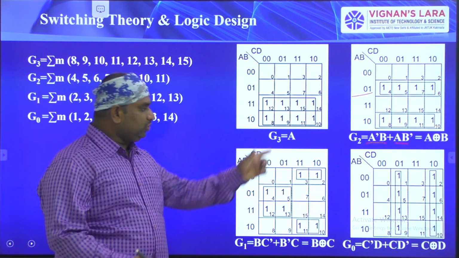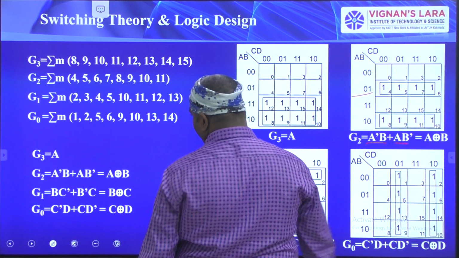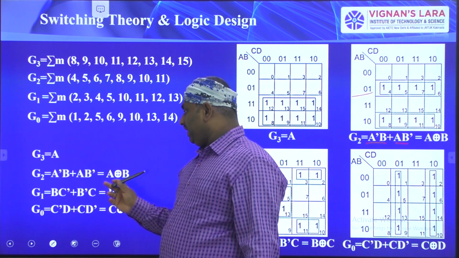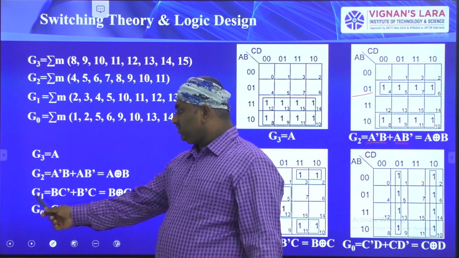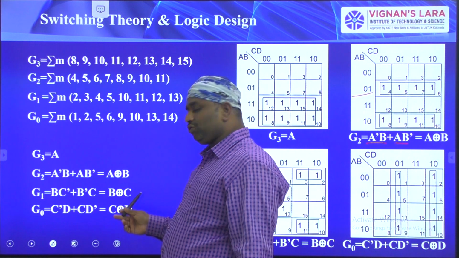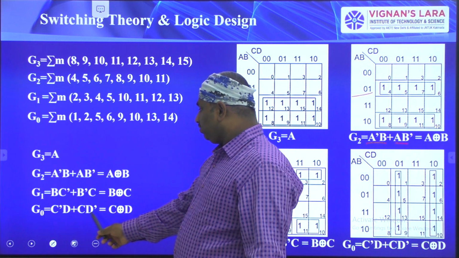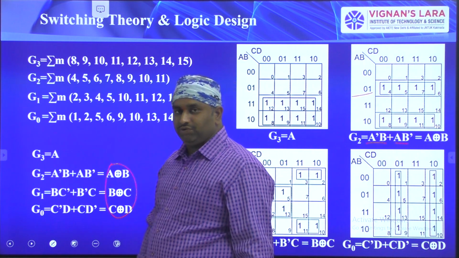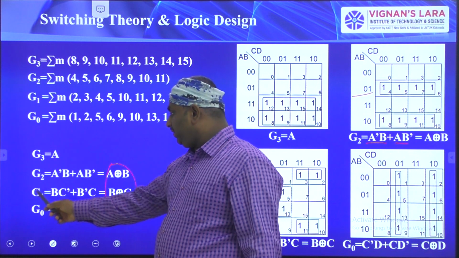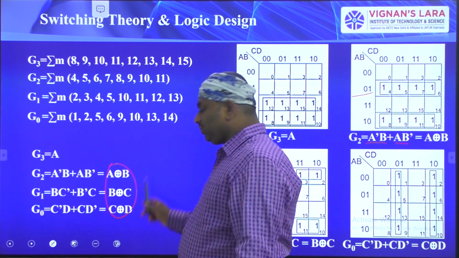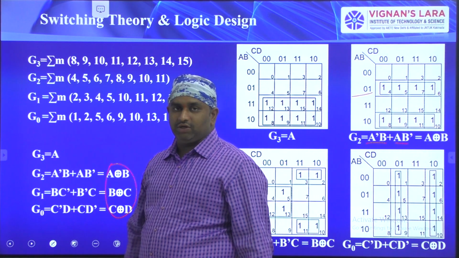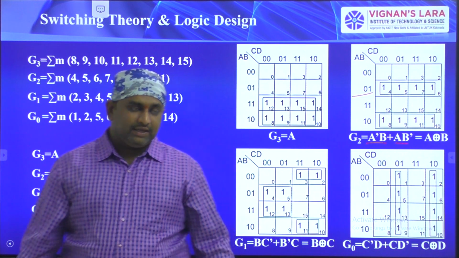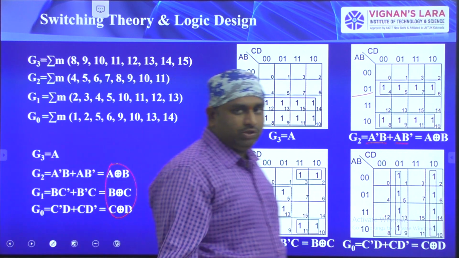So here G3 is equal to A. Finally you have to write down the 4 functions. G3 is equal to A. G2 is equal to A bar B plus AB bar, that is equal to A exclusive B. G1 is equal to BC bar plus B bar C, that is equal to B exclusive C. And G0 is equal to C bar D plus CD bar. So the functions are G2 is A exclusive B, G1 is B exclusive C, G0 is C exclusive D, and G3 is directly A. These are the final expressions we got from these 4 K maps.